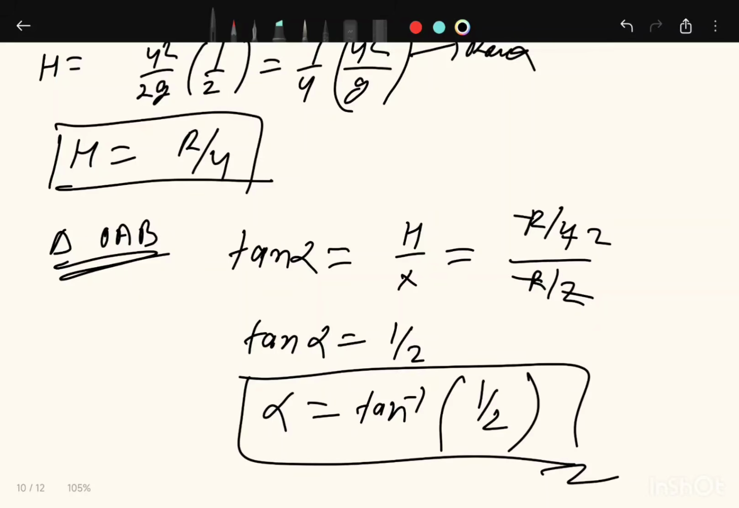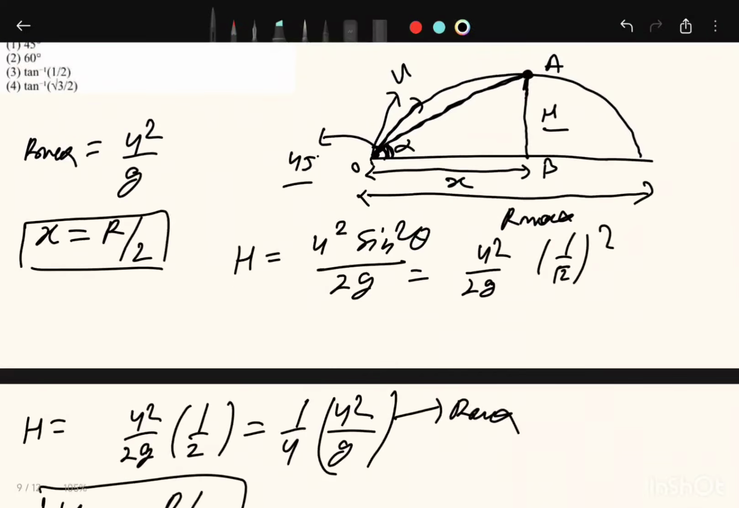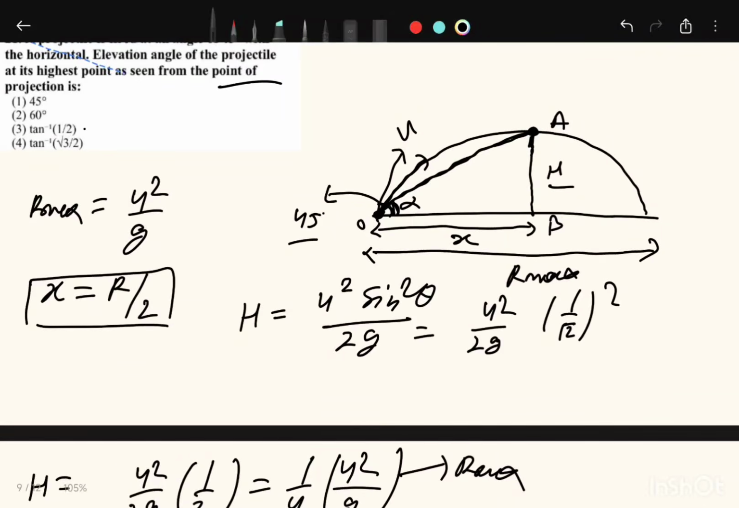So your elevation angle, when you see the projectile from the origin, will be tan inverse 1 by 2. Tan inverse of 1 by 2. If your particle changes position and we see this alpha elevation angle, it will change, right? If it comes towards this or towards this, the elevation angle will change.